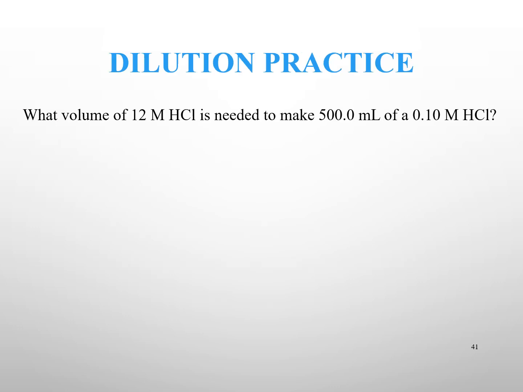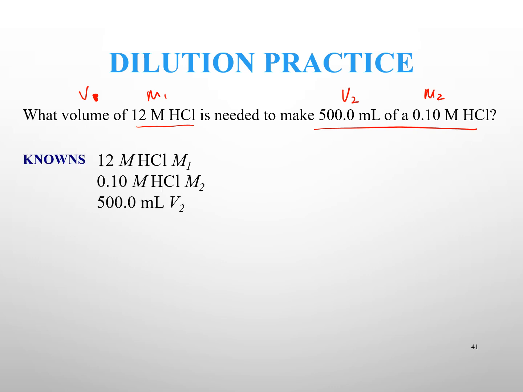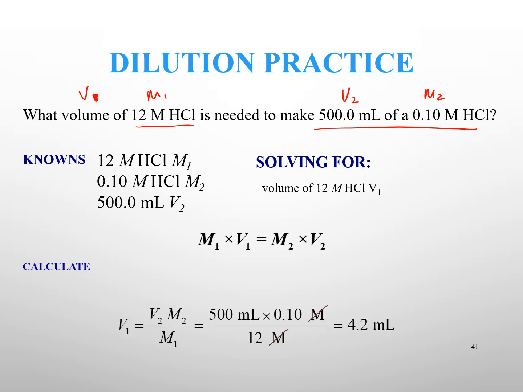So a dilution practice question: what volume of 12 molar HCl is needed to make 500 mL of 0.1 molar HCl? So this is my original molarity, M1, and this is V1. And then this is the second solution: this is M2 and this is V2. We assign M1, V1, M2, V2, and then we solve for V1, not V2. V1 will be V2 times M2 divided by M1. You just plug the numbers in, and you get the answer 4.2.